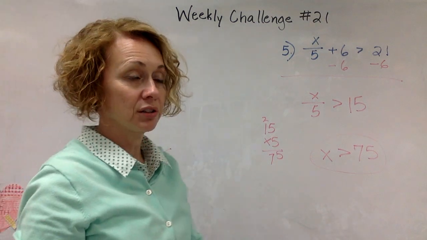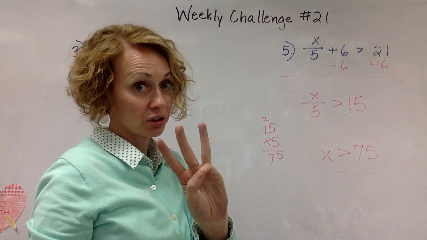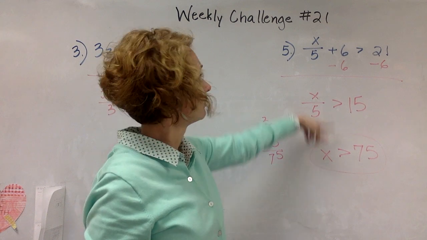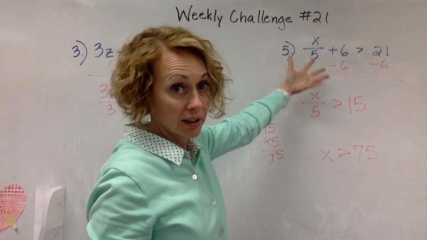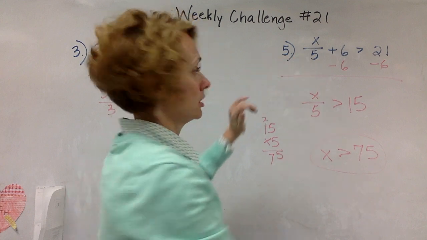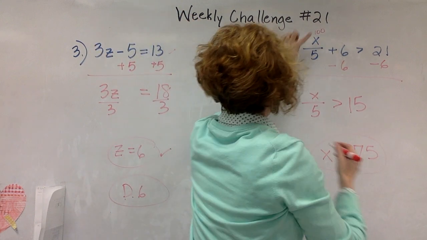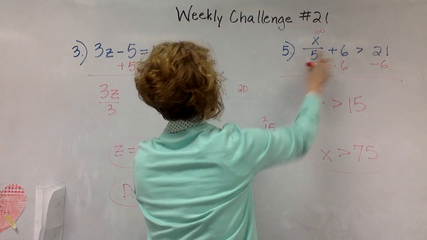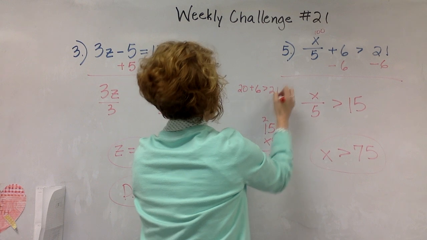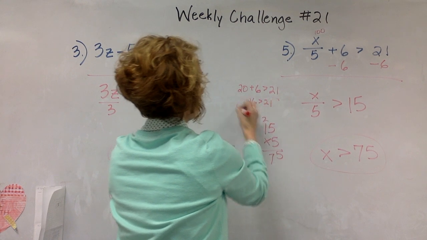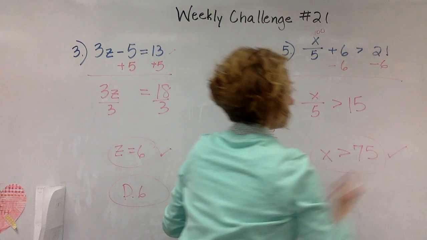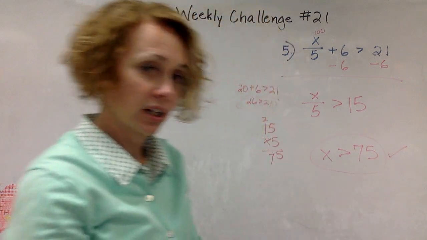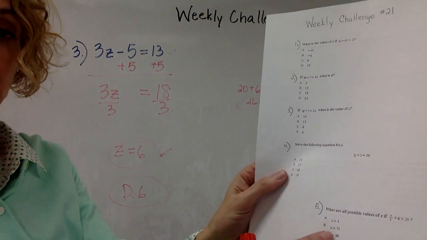So even with inequalities, remember we said they're fun, they're easy, and you can check your solution. So to check it, let's pick an x value that's greater than 75 and plug it in for x. An easy one for me might be 100. If I plug in 100 and divide that by 5, 100 divided by 5 is 20. 20 plus 6. Does that give me values that are greater than 21? Yes, it does. So I know this solution is right. So for number 5, your answer there would be B.